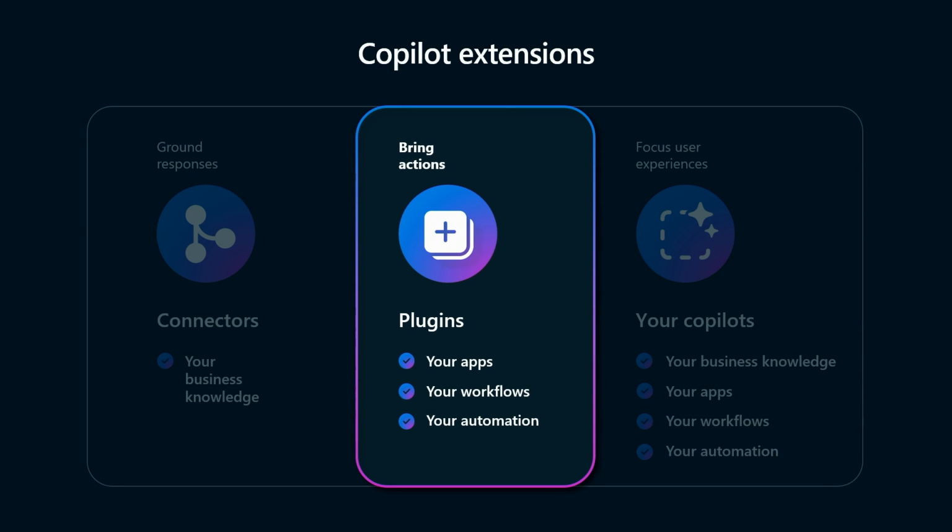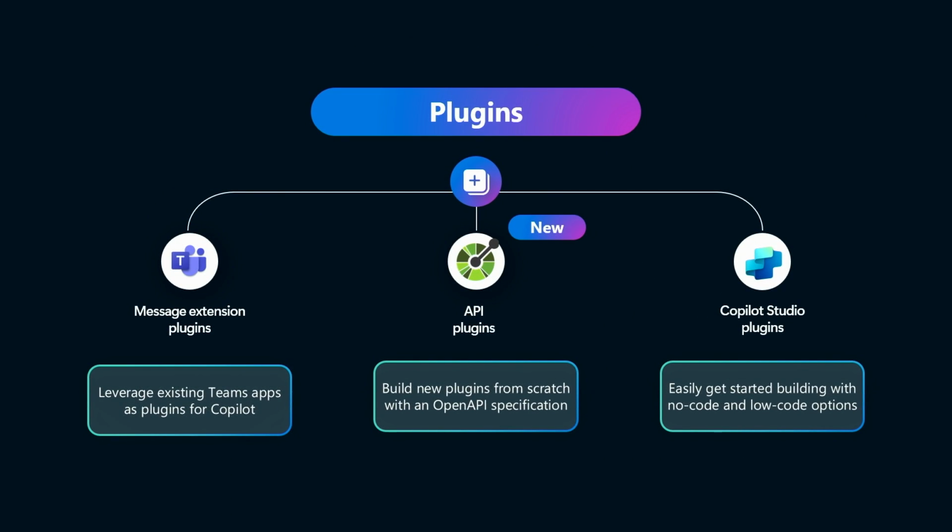Now, with plugins, essentially what we announced last year at Build was message extensions. And again, much like graph connectors, we wanted to provide a ramp for existing people in our ecosystem that have been building extensions for Teams. And so those are still supported. They're still in public preview. But we've announced today with API plugins that we wanted to give a little bit more direct control of how you can connect to APIs.